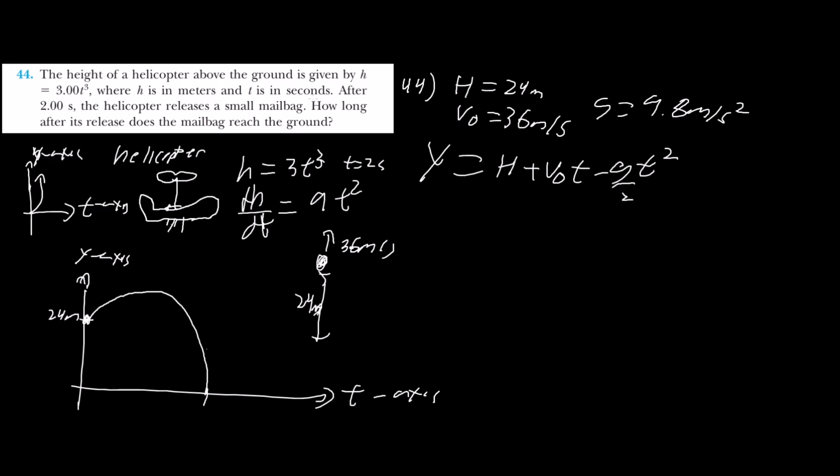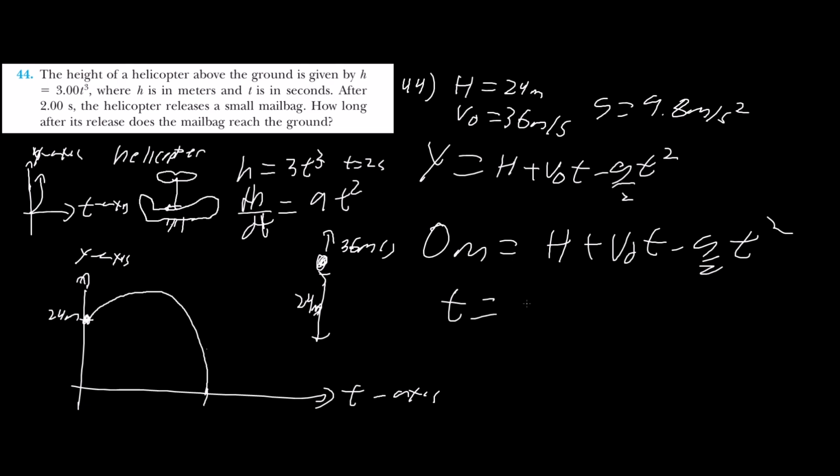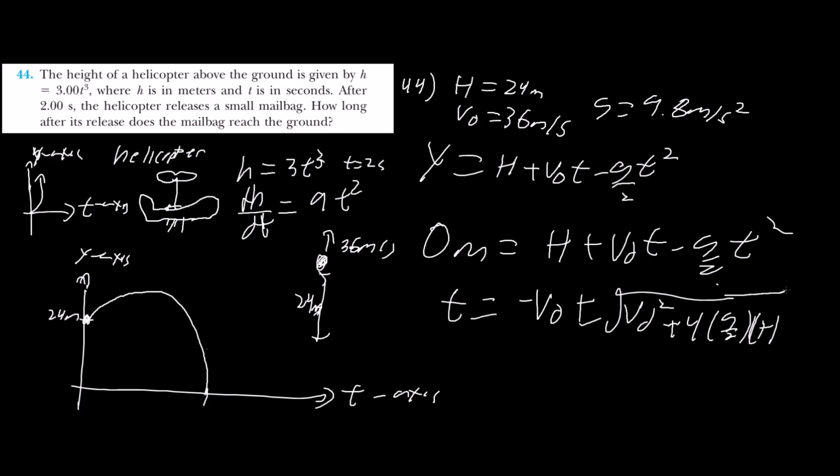So the question is asking how long after it releases does the mail bag reach the ground. That's another way of saying when this is 0 meters: H plus v naught t minus g over 2 t squared equals 0. So you're going to use the quadratic formula. This is going to be negative v naught plus or minus the square root of v naught squared minus 4 times g over 2 times h, all over 2 times negative g over 2. So all you have to do is take that into account.